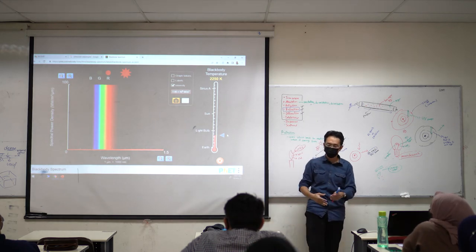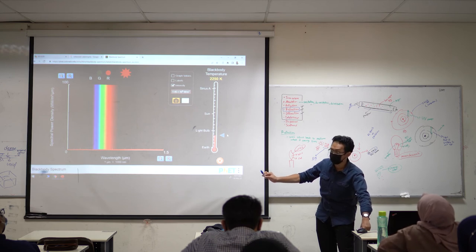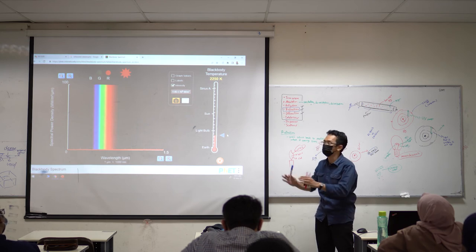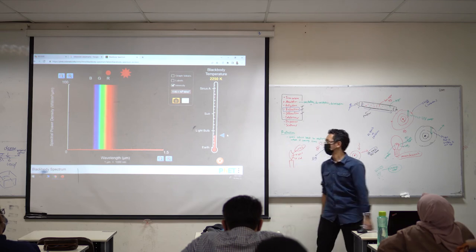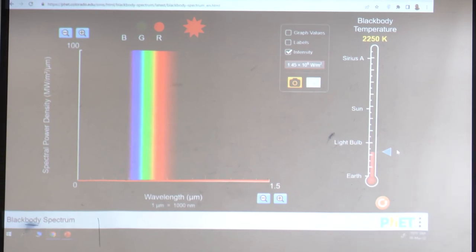For example, if you have this and metal, if you try to heat it at the same temperature, you will see the same color. So it's not a function of the material itself. It's a function of the temperature only. Okay. So scientists tried to relate this. Why did this happen?